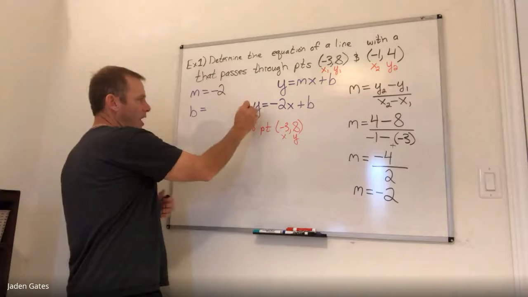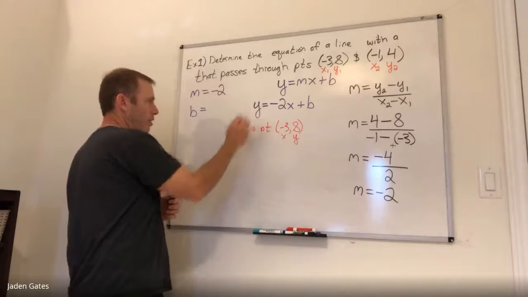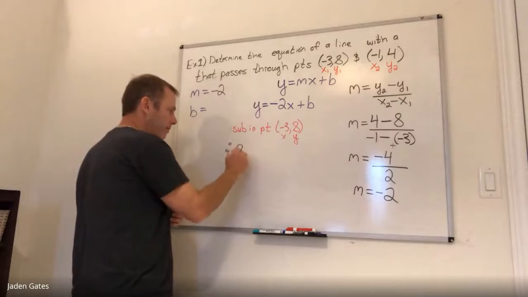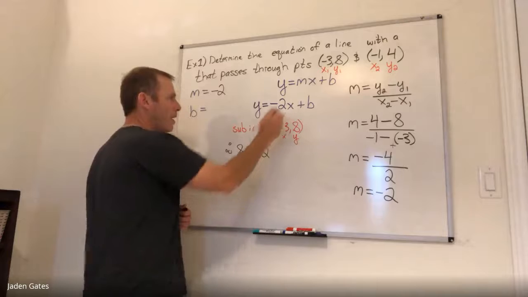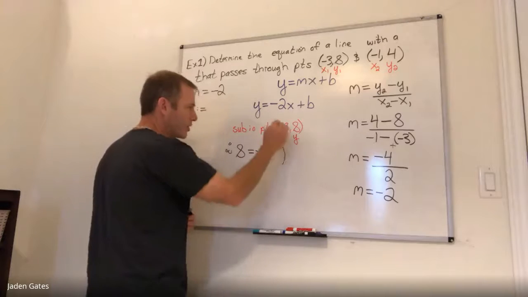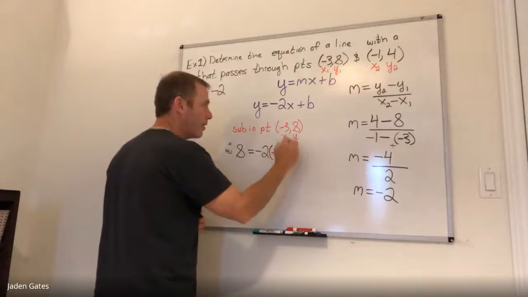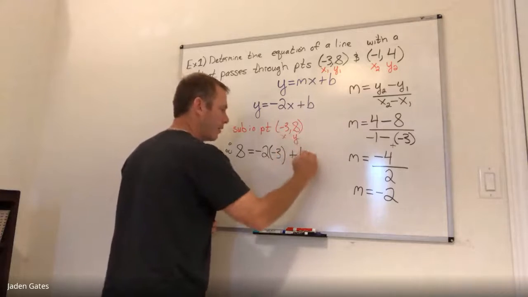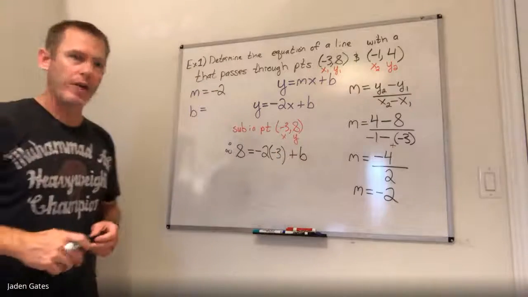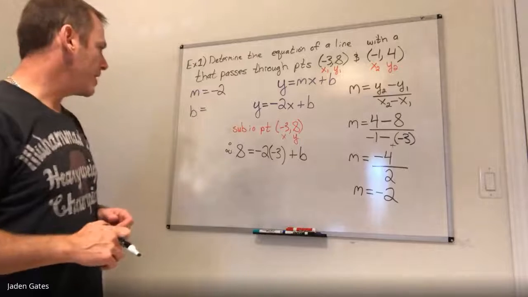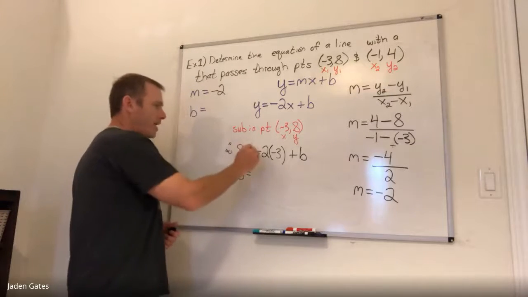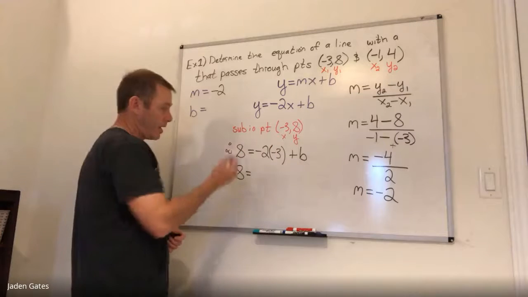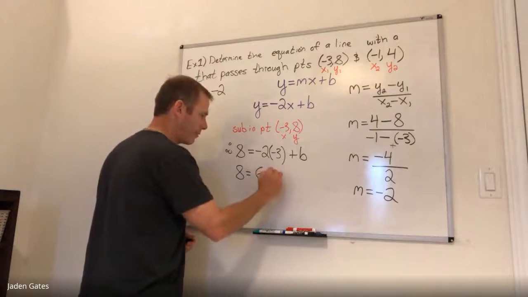So again, y is 8. Put that in there. My slope is negative 2, times my x, which this time is minus 3, plus b. So there, now we got an equation where we can solve for b. All right, so let's see here. I got an 8 here. Negative 2 times negative 3. Negative times negative is positive.